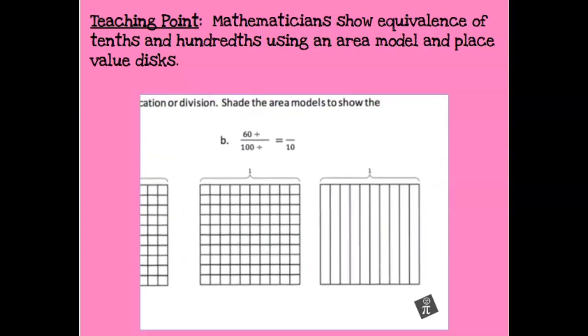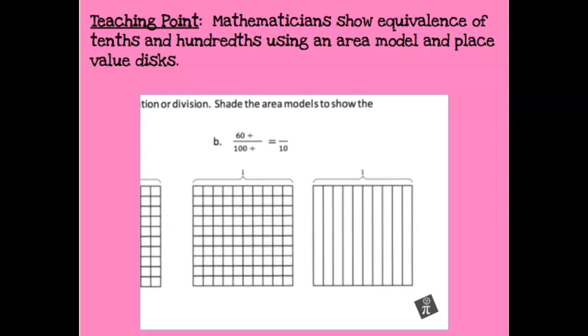Now we can show that same idea only in reverse using division as our tool for showing equivalence. First we can do 60 hundredths. So what does 60 hundredths look like? Well, there's 10 hundredths, 20, 30, 40, 50, 60. So there is 60 hundredths.